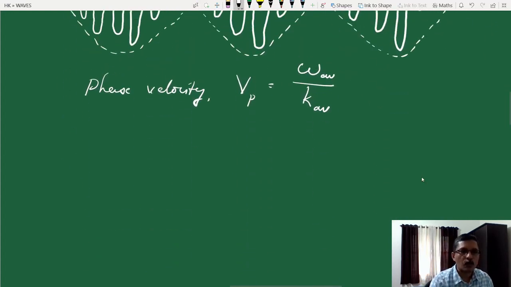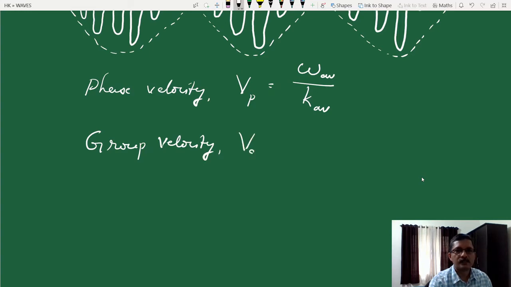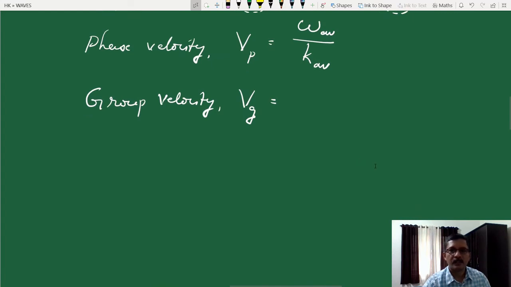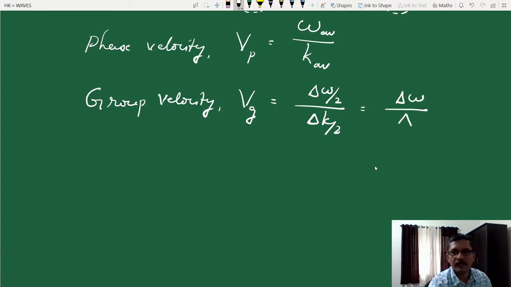So the velocity of the slowly oscillating part is called group velocity. And that is, let us use the symbol Vg for that. So what is the expression for the group velocity? Coefficient of time is delta omega by 2, coefficient of x is delta k by 2. Okay, so we get delta omega by 2 divided by delta k by 2, or delta omega by delta k. That is the group velocity of the wave.